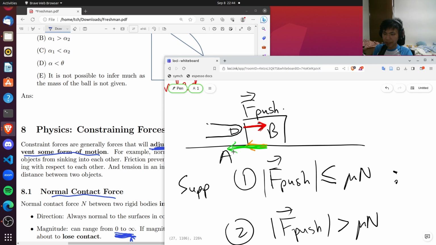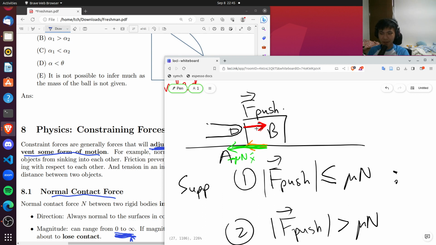Suppose that it was mu n in the opposite direction, so with a negative sign. That would imply that you're trying to push the object towards the right with the red pushing force. But for some reason, due to friction, your net force is to the left, because the green vector is larger than the red vector.